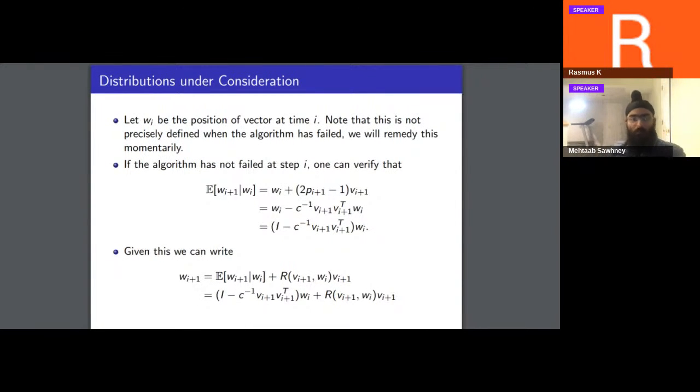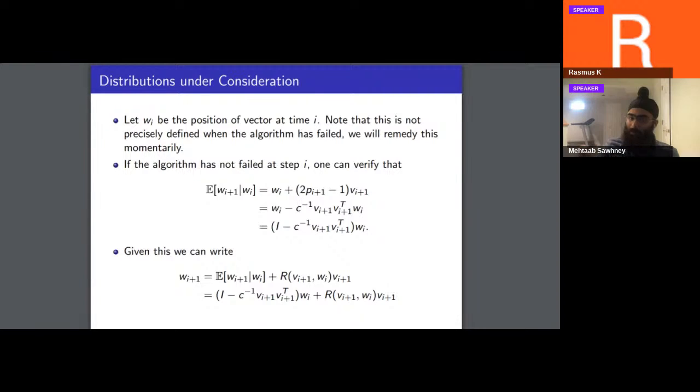So to formalize the proof, we'll need a few extra definitions. Recall that we're maintaining this partial sum Wi at every time step, and you'll be fed a vector Vi at every time step. So Wi+1 will equal Wi plus either Vi+1 or minus Vi+1, based on which sign you chose. And we're going to let wi basically just be the position of the vector at time i. Note that this is actually not precisely defined, and this is a bit of an issue that we'll have to remedy momentarily.